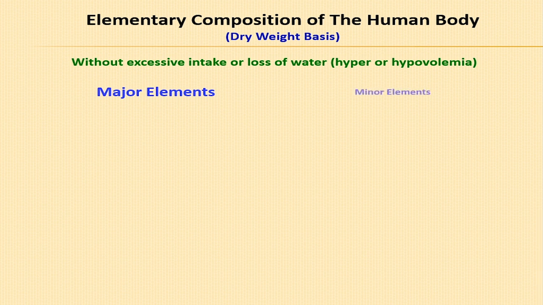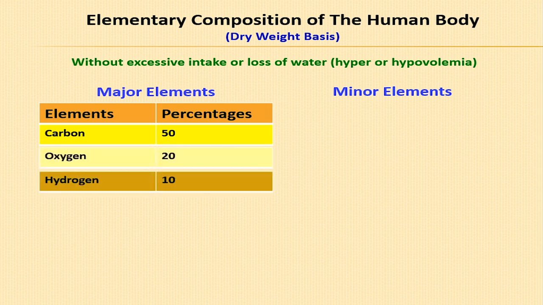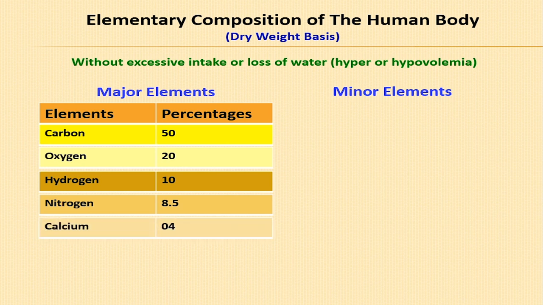There are major elements, which are present in greater concentration in the human body, and minor elements, which are present in smaller amounts. Let's start with the major elements and their percentages. Number one is carbon, the most important, constituting 50% of the total elemental composition in the human body. Then oxygen, almost 20%, hydrogen 10%, nitrogen 8.5%, calcium 4%, and phosphorus 2.5%. The last one is potassium, constituting only 1%. So these seven elements are the major elements.